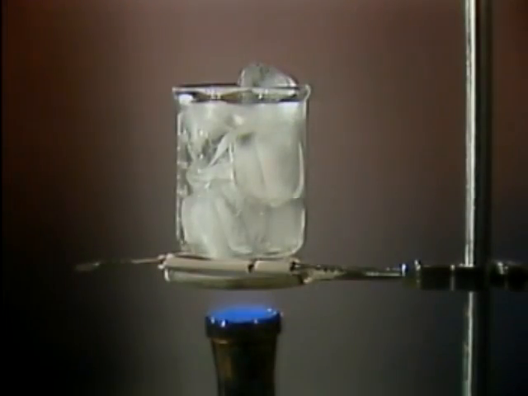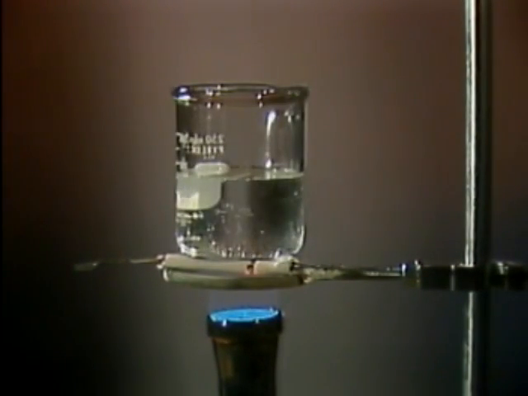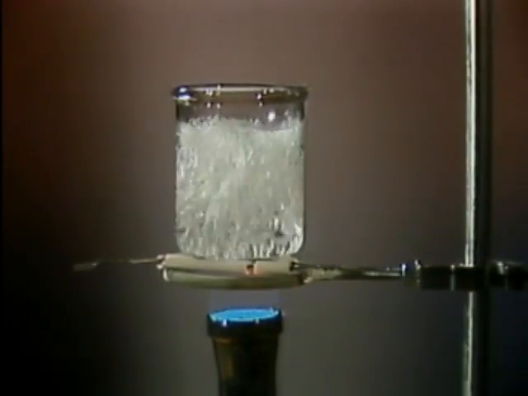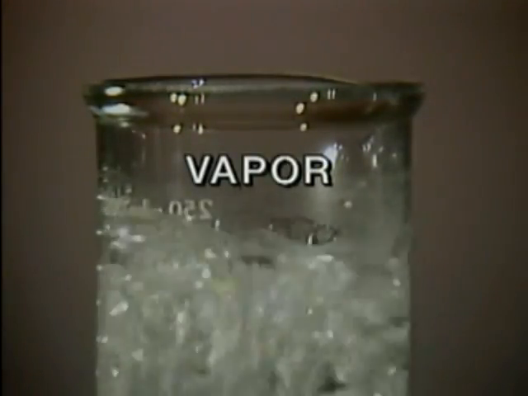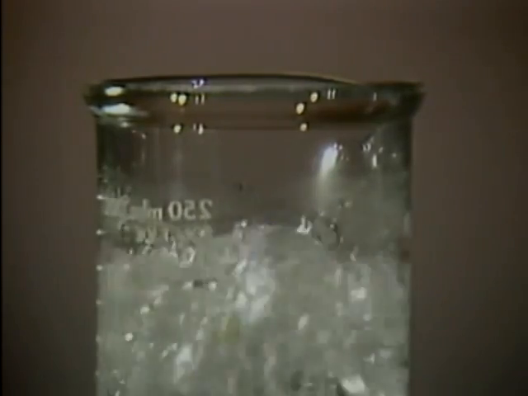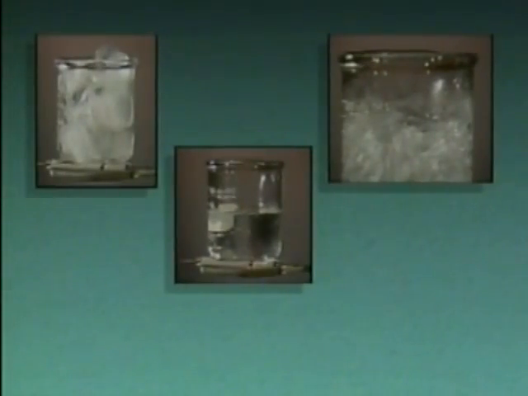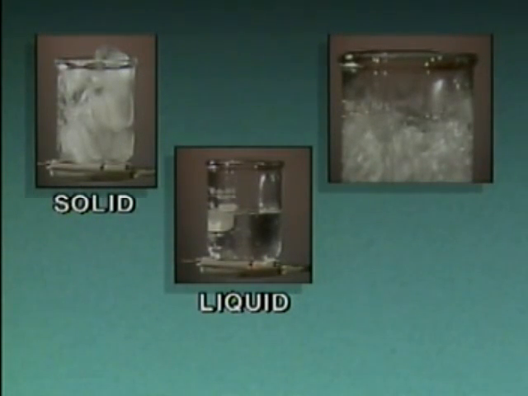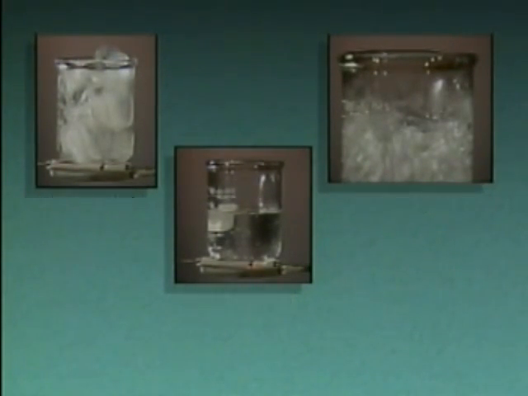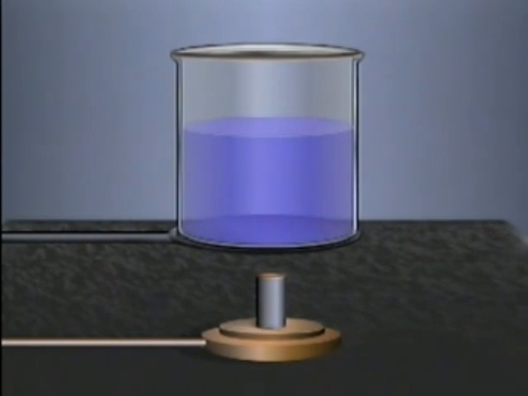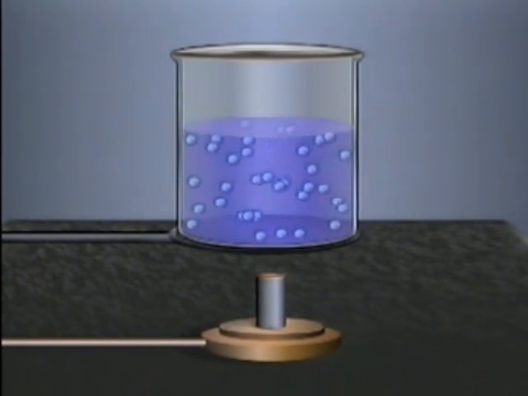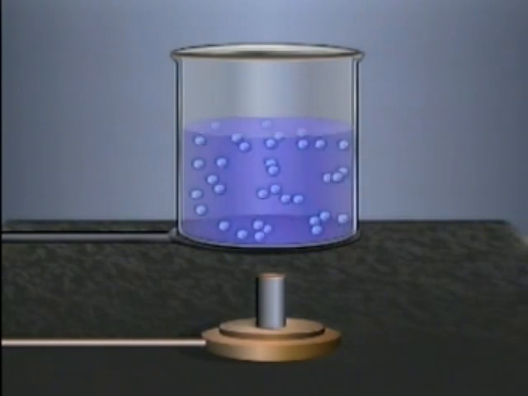Matter normally exists in one of three different forms or states: as a solid, as a liquid, or as a gas or vapor. The term vapor is often used to identify a gas that's created by heating a liquid. Most substances can exist in all three states of matter. For example, we usually think of water as a liquid, but water can also exist as a solid, ice, or as a vapor, steam. All matter is composed of very small particles called molecules. These molecules are constantly in motion.